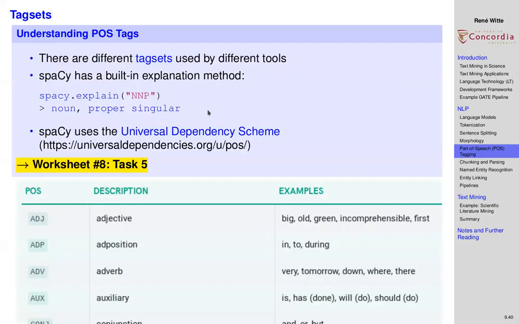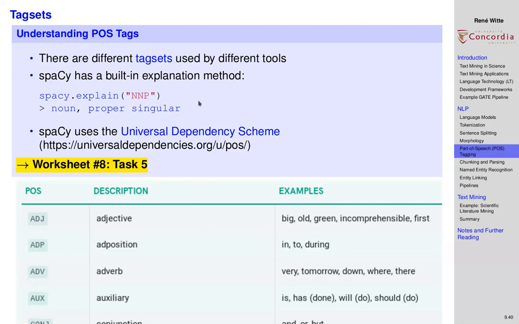Once you have worked with this, you get a feeling for these different tags and you sort of memorize them. In the beginning, you probably have to look them up. If you don't know what an NNP is or an ADJ is, you have to find out either by looking at an online reference, or you can use the built-in explanation method from spaCy. You can just say spacy.explain NNP, and it will tell you this is a proper singular noun.